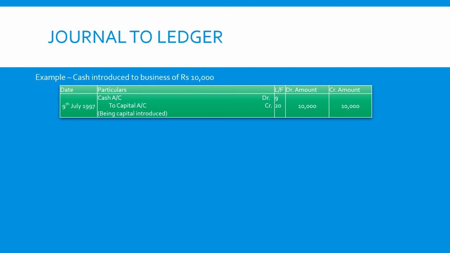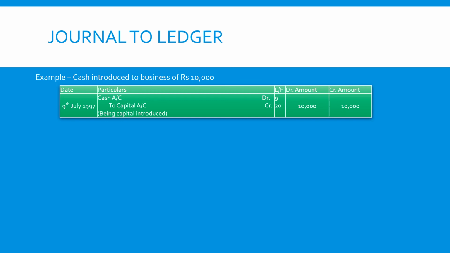And I've mentioned the ledger folio. I'll go back to the ledger and I can identify the ledger folios from there, so that I can directly refer back to this transaction on the ledger. Instead of running through all the pages, I can directly go back to that ledger folio and identify it.